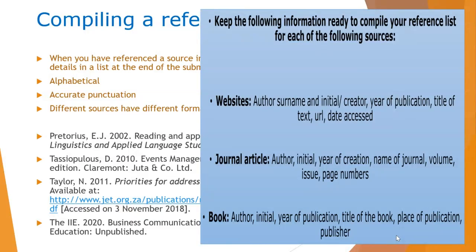For a journal article, you need to know the author, the author's initial, the year of creation, the name of the journal, the volume, the issue, and page numbers. For a book, you need the author or authors and their initials, the year of publication, the title of the book, the place of publication, and the publisher. So as soon as you use a source, make sure you note down all this information so that you're not scrambling around to compile your reference list at the end.